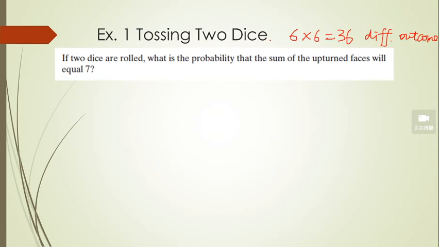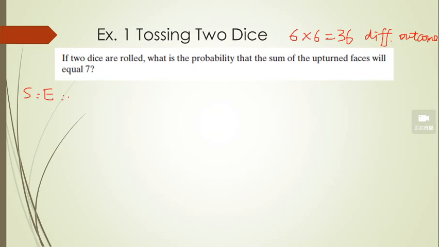And by the way, you get the numbers 1, 2 and 2, 1. They are different, right? 1, 2 means the first die you get the number 1 and the second die you get the number 2. 2, 1 is another way. So if 2 dice are rolled, what is the probability that the sum of the upturned faces will equal 7? You can define this event.